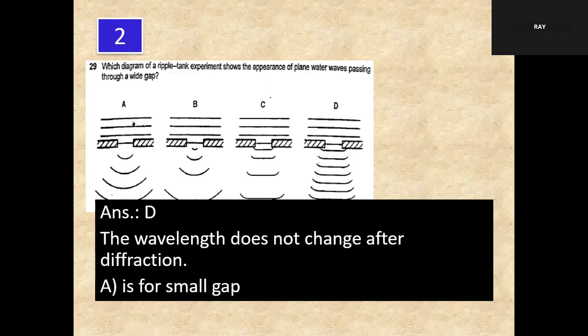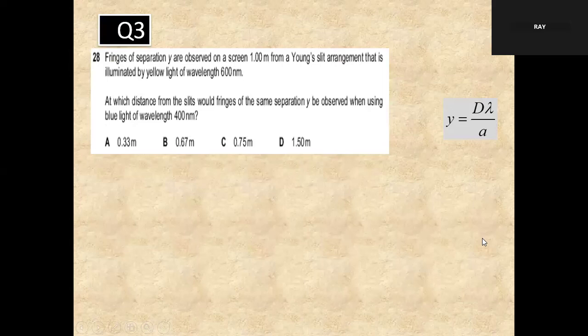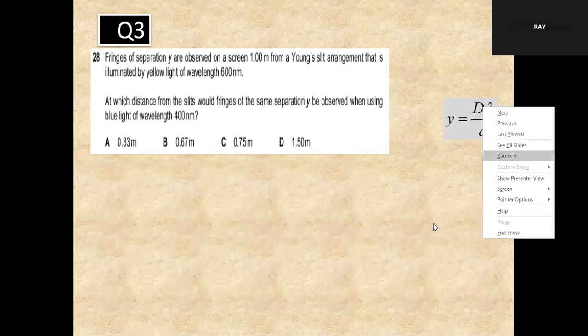A is for small gap. Right? This is not small gap. For small gap, the size should be almost the same as the wavelength, but this one shows the wavelength is changing. How about this one?